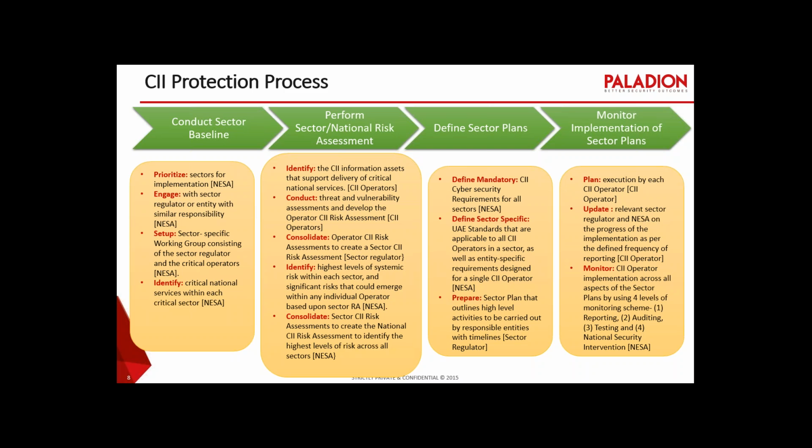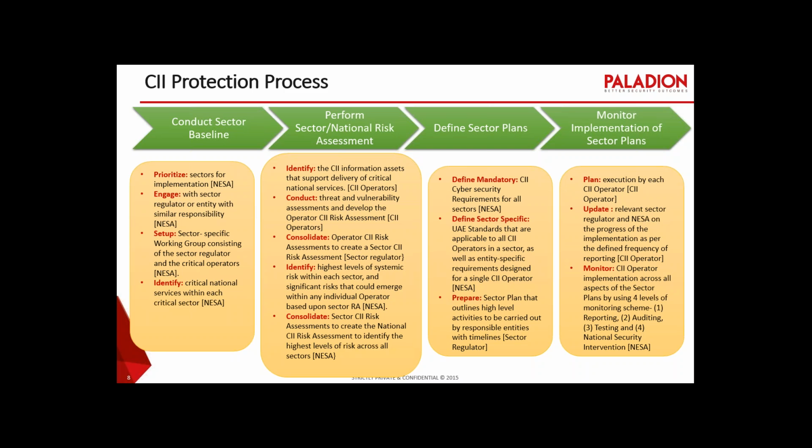So I'm going to use certain terms interchangeably, like for example, operator and entity is the same thing that I'm referring to. And then apart from operator entity, there is sector regulator, and then there is NESA itself. So in the second step, the first thing that NESA demands is the CII operator or the entity would start identifying the CII information assets that are being used to deliver the critical national services, which are identified in the first phase itself.